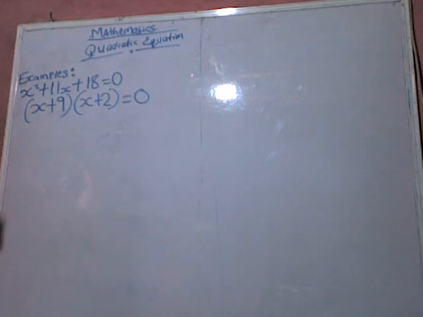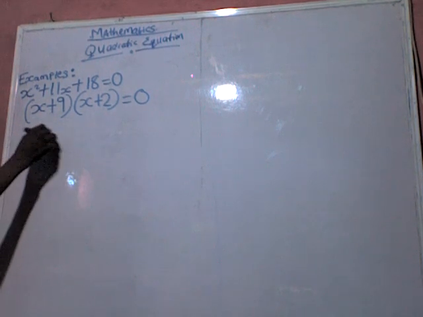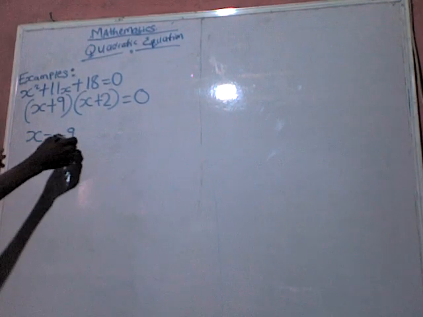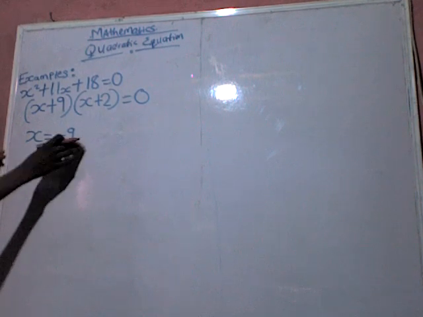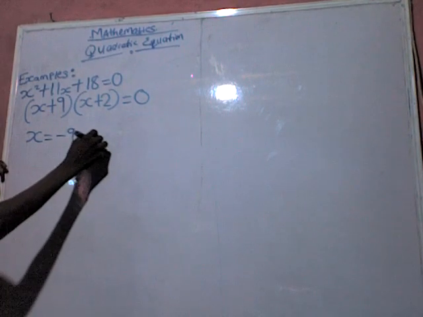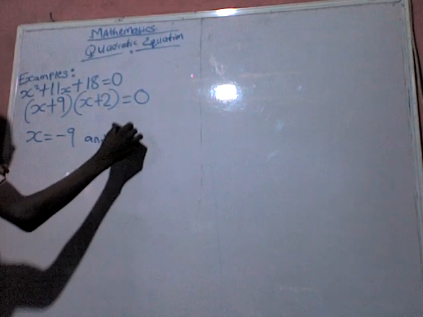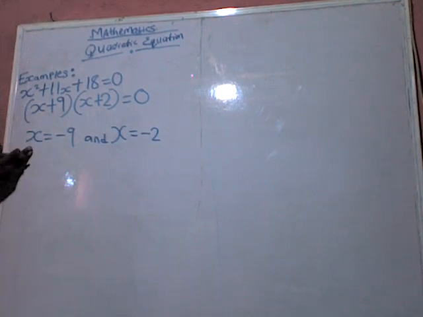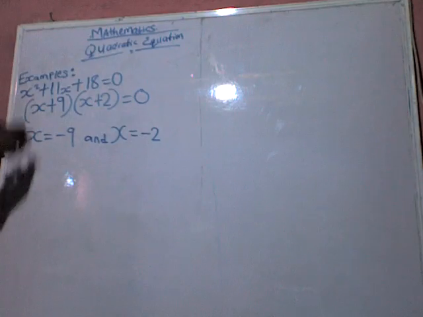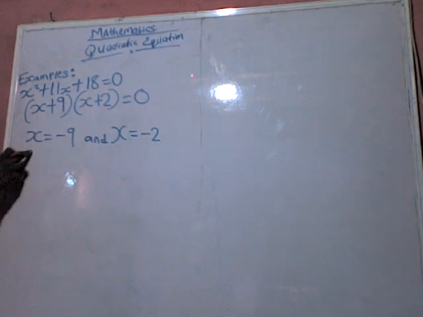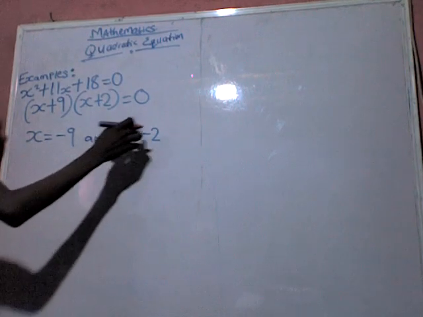Let me show you what I'm saying. So you write x equals minus 9. This is your first root. This is called the root of the quadratic equation. Now the second root will be x equals minus 2. So what I did is I made x the subject of the formula, and then I brought my factor to the other side of the equality sign, giving me x equals minus 9 and x equals minus 2.